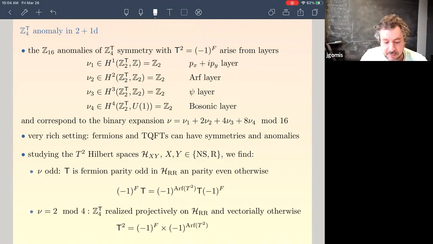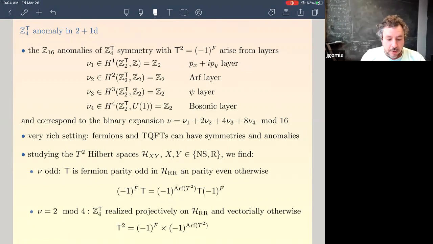Describing that would be a talk in itself, but the point for this discussion is that by studying the torus Hilbert space of the fermions and topological field theories, where now you have 4 sectors, because you can choose either Neveu-Schwarz or Ramond boundary conditions on the 2 circles of the torus, we find that when nu is odd, so when the anomaly is odd, in the case of free fermions, nu would be the number of fermions, T becomes fermion parity odd in the Ramond sector and is even otherwise. And this is summarized by this neat formula.